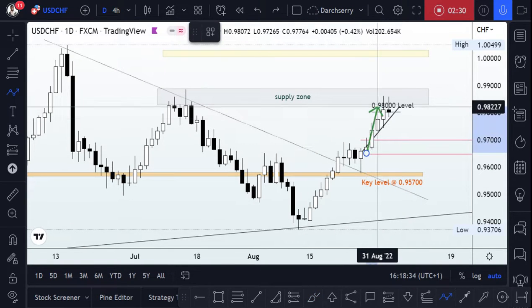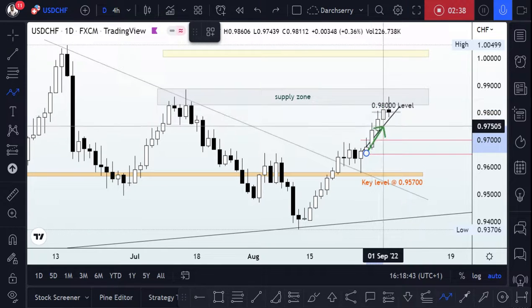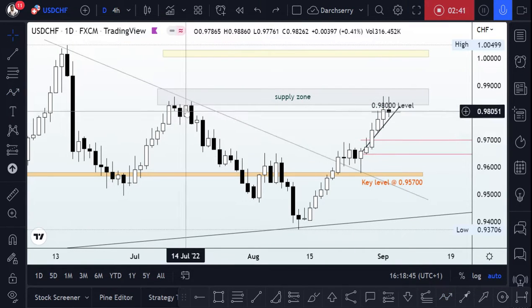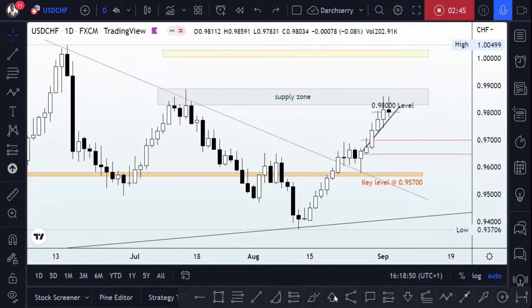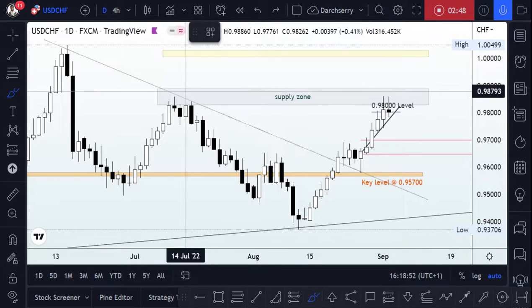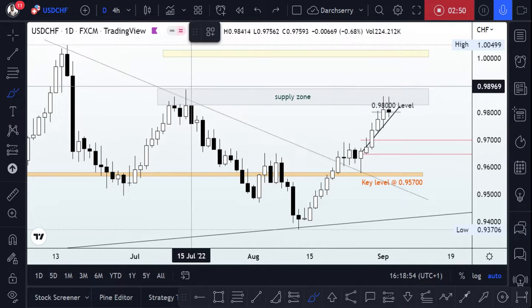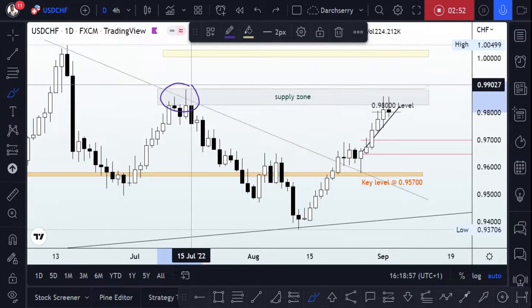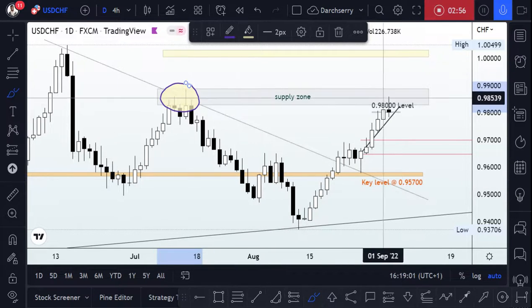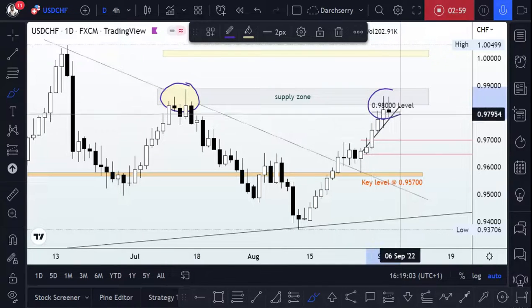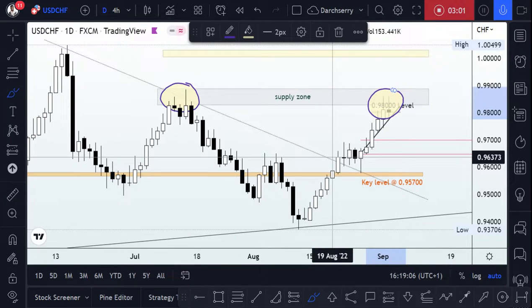We took advantage of this move right into the 0.98550 area last week. And if we look at the structure here, we can see that the area around the 0.98550 area has been a selling niche for participants in this market in the past. Let's go as far back as the month of July. We saw this area was respected by the sellers to push price to the downside, and right now price is within this zone at this point.